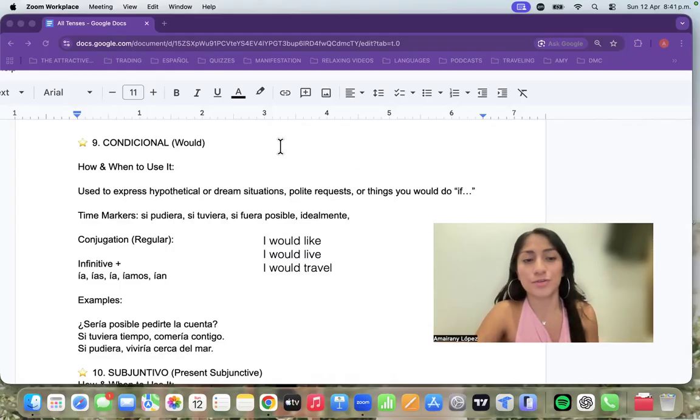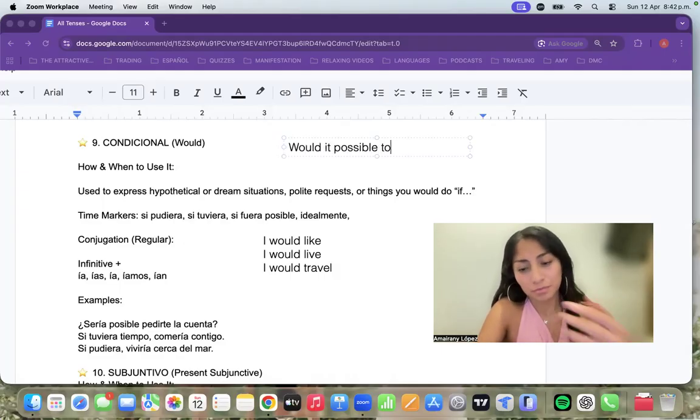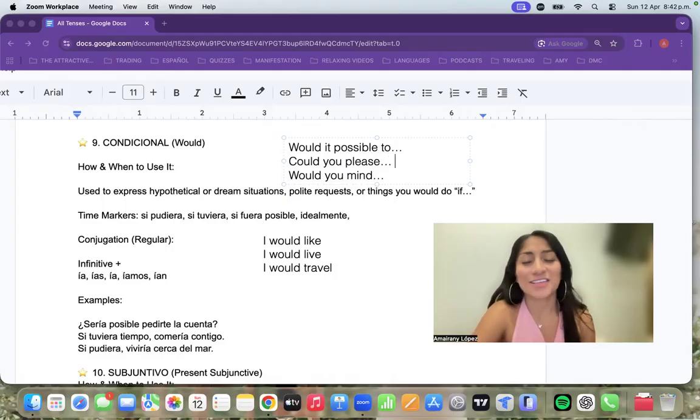Now, something that we also use the conditional for, as we can see here, is a polite request. Would it be possible to, or would you please, would you mind, blah, blah, blah, right? So all of this is to ask for something in a polite way, okay? So that is something that we use a lot in Spanish. And that's why the conditional is something that you should definitely learn and become familiar with.